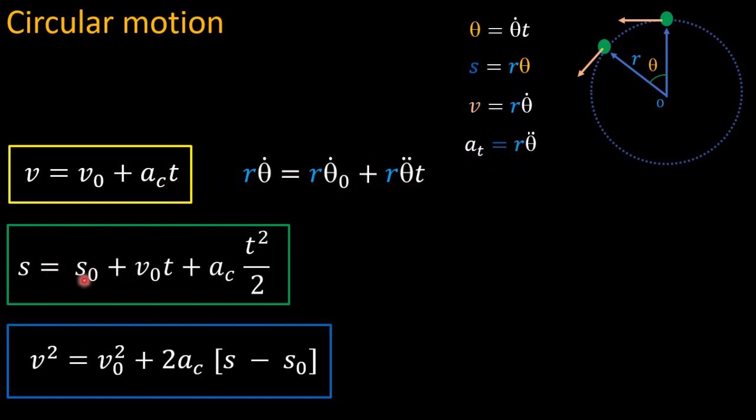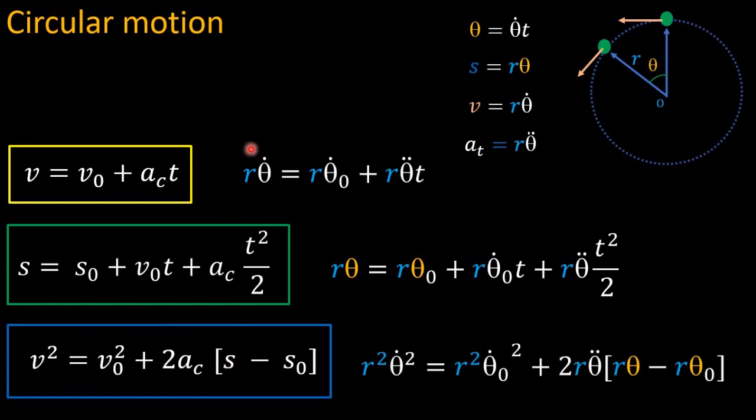I do the same thing here, so I substitute s with r times theta to get this, and I substituted that into there as well and changed the subscripts. Substitute v again, so I substitute a sub c with a sub t, and I get this. And then I do the same thing here, make those same substitutions into this equation, I get this.